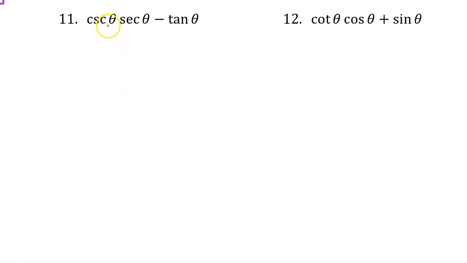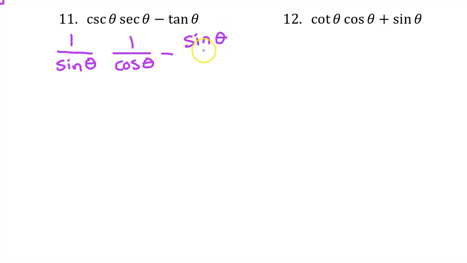Once again, I'm going to rewrite everything in terms of sine and cosine. That is our favorite strategy. Cosecant theta can be written as 1 over sine theta. Secant theta is 1 over cosine theta. And then tangent theta is sine theta over cosine theta. I want to have like denominators.